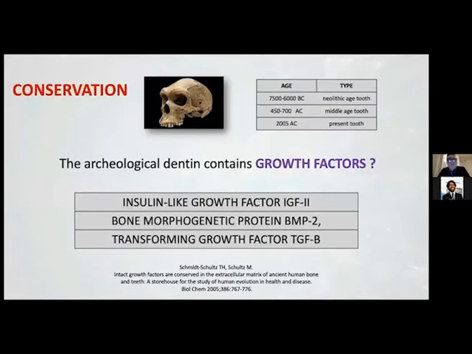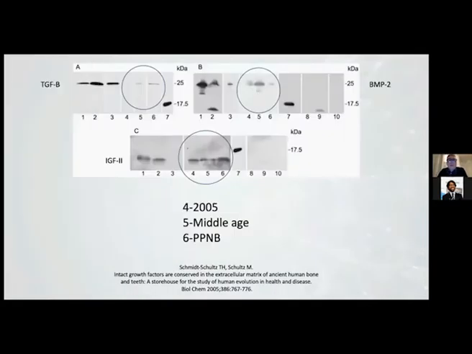So it is possible to conserve the tooth for a long time. In this analysis, Smith and Schultz analyzed the presence of growth factors in Neolithic age teeth, middle age teeth and present teeth for different growth factors: insulin, EGF2, BMP2, and TGF-beta. And the surprise is the data, because after 1,000 years, it's possible to find the same quantity of the proteins inside the tooth. Why is this result possible?